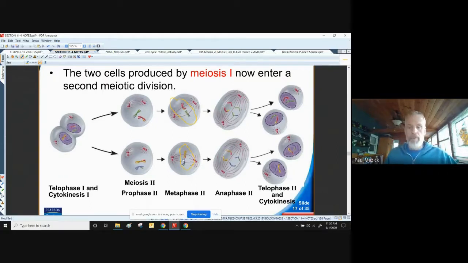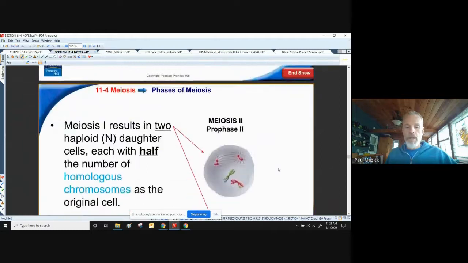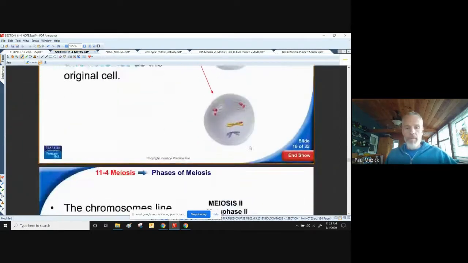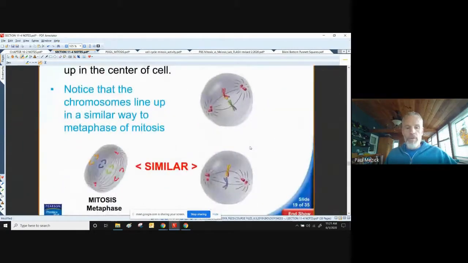But remember, the purpose of this is to produce cells with half the genetic information because they're sex cells. And sure enough, look at how many cells we were able to produce. 1, 2, 3, and 4, which is what I had said before. 1, 2, 3, 4, half the genetic information. And then the process continues step by step, kind of goes into a little bit more detail.